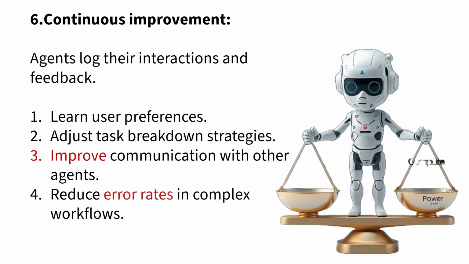In a dynamic agentic system, the goal is not just task completion, it is continuous improvement. Agents log their interactions and feedback. Over time, they learn user preferences, adjust task breakdown strategies, improve communication with other agents, reduce error rates in complex workflows. This builds a feedback loop where the system becomes smarter, more efficient, and more personalized over time without requiring human reprogramming for each small change.